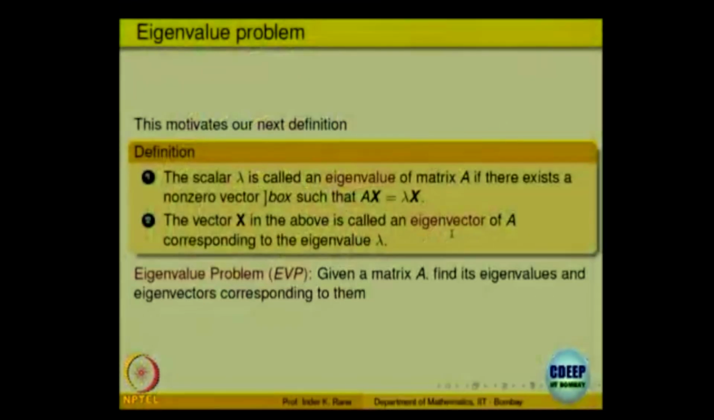So we'll come to that slowly. So that is called an eigenvector. So the problem is, this is what is called the eigenvalue problem. Okay, we call it, given a matrix A, find its eigenvalues and find corresponding eigenvectors, right?